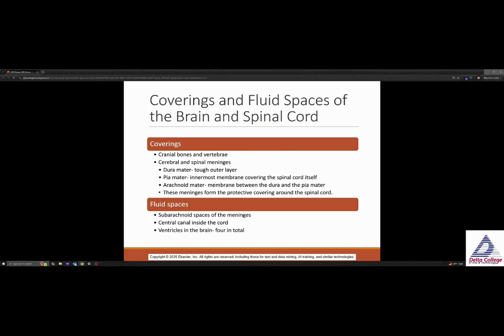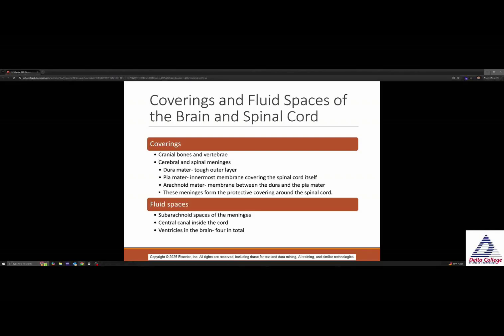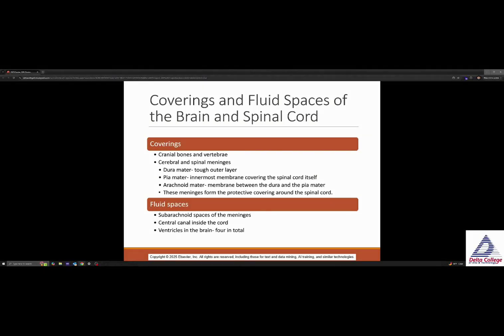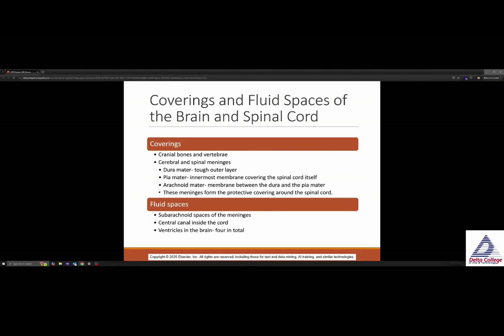Now, fluid spaces. You have the subarachnoid spaces of the meninges. You have the central canal inside the cord, and then you have 4 ventricles within the brain that all contain fluid. And that is cerebrospinal fluid, CSF.